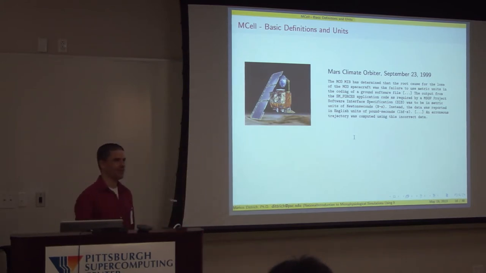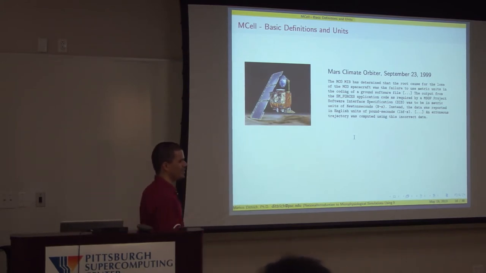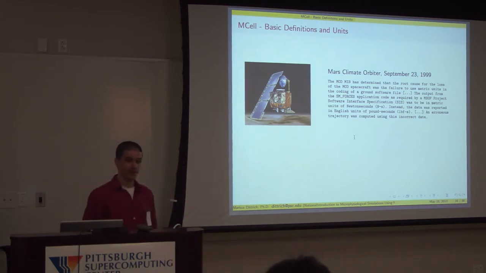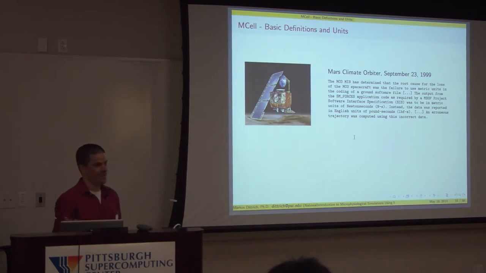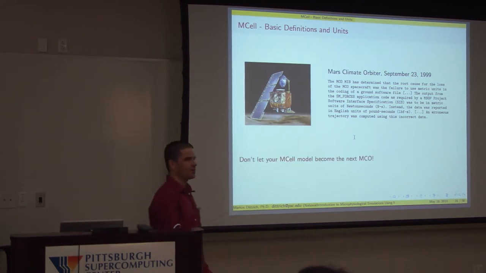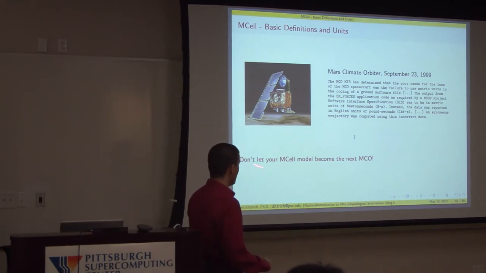You just miss a little conversion factor, 2.2. But it can have really severe consequences. In this case, whoever was in charge of that probably is very upset about this at this point. And so, basically, the message is, don't let your MCell model become the next Mars climate orbiter.